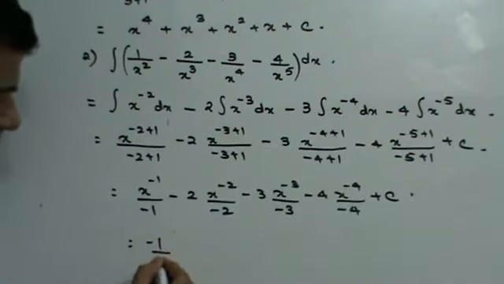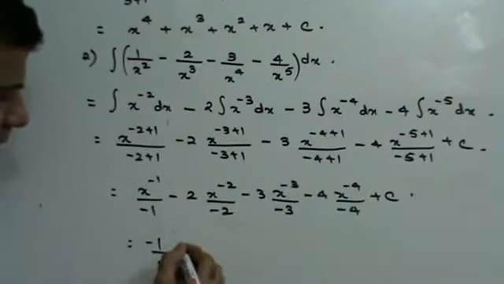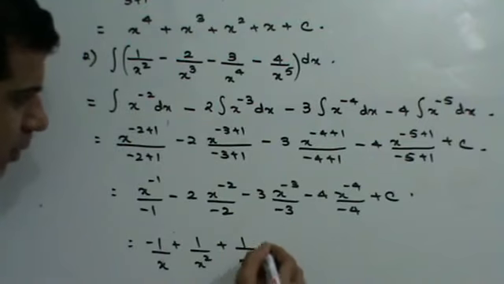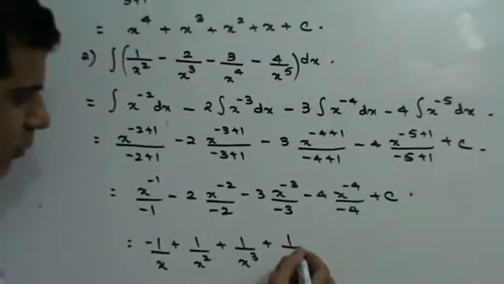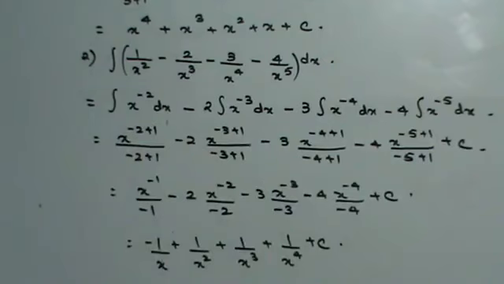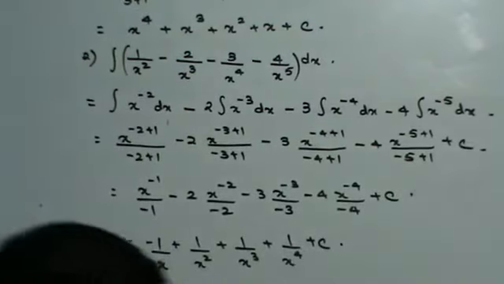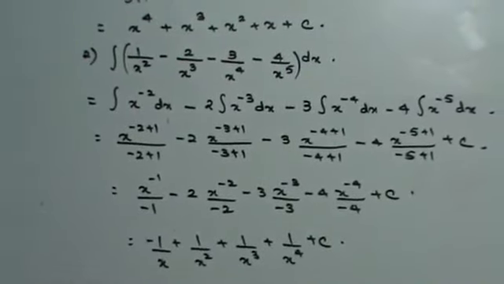So this is minus 1 upon x, 2 and 2 get cancelled, minus into minus gives plus 1 upon x square, plus 1 upon x cube, plus 1 upon x raised to 4, plus c. That is going to be your answer for this. Right? Let's move on ahead. Let's see another sum.